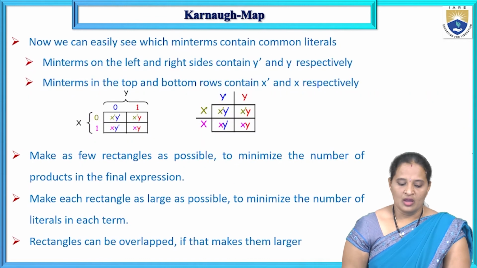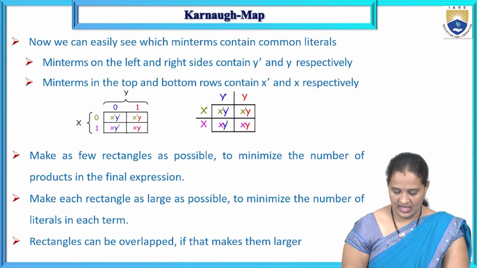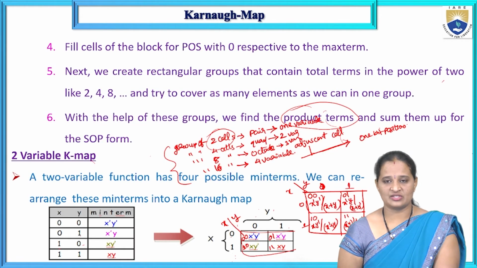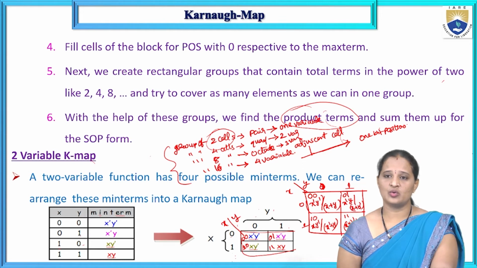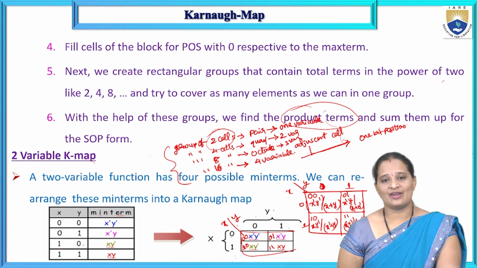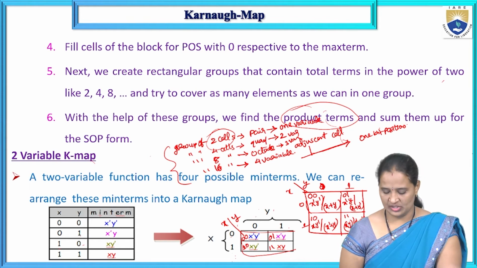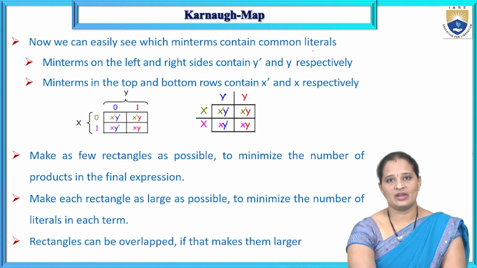So this is a two variable K map construction. A two variable K map consists of 4 cells. It is represented as an array of size 2 by 2. That is, we have 2 rows and 2 columns. Each cell represents one of the possible input combinations and also the minterm or max term for that respective input combination. So now we can easily see which minterms contain common literals.